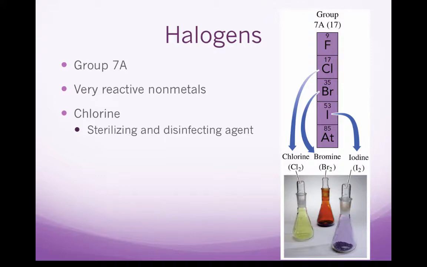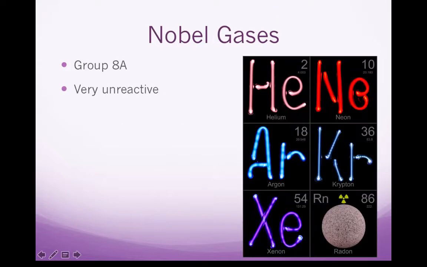These are very reactive nonmetals. Chlorine is used as a sterilizing and disinfecting agent. We use iodine, I2, to do kinetics reactions, so we can actually watch the rate of reactions, using some reactions using iodine. We use bromine a lot in organic synthesis, but yes, these are very, very reactive as well. And then the noble gases, group 8A or group 18, these are really unreactive gases. And we'll talk more about why some groups are really reactive and some are really unreactive.